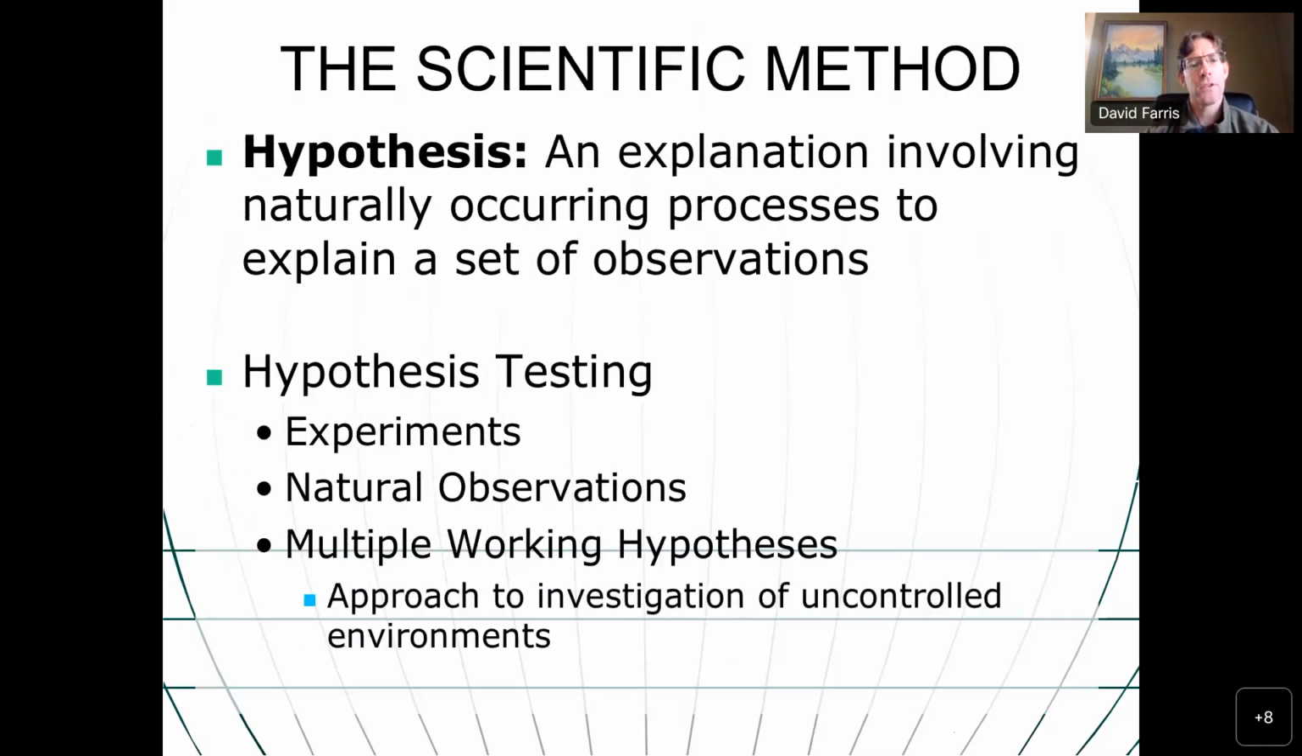Okay, so it's good to have an understanding of what a hypothesis is. A hypothesis is an explanation involving naturally occurring processes to explain a set of observations. This is a key thing: science deals with naturally occurring processes. And science makes an inference that everything we see around us is naturally occurring.